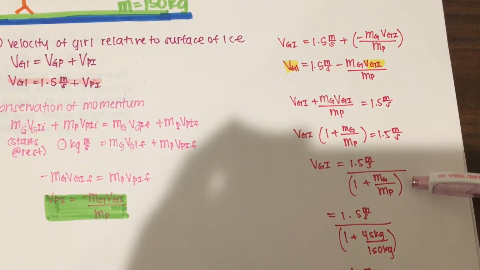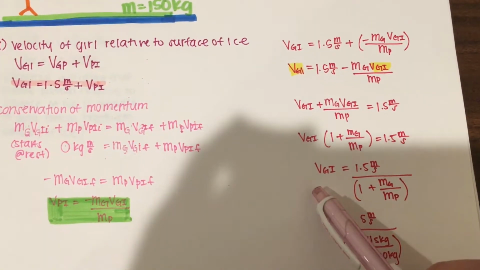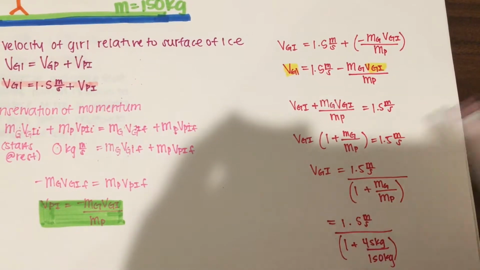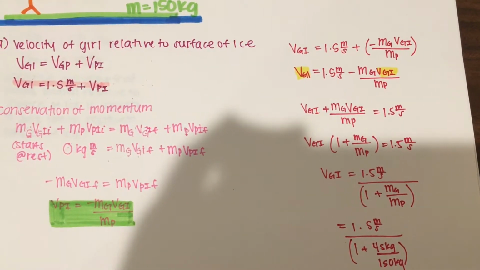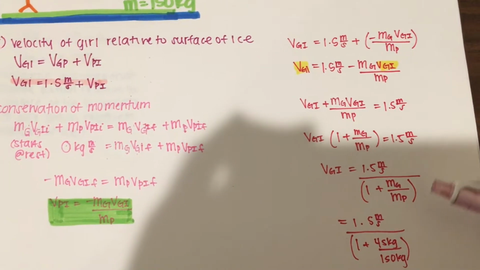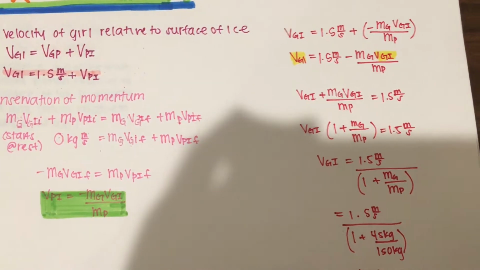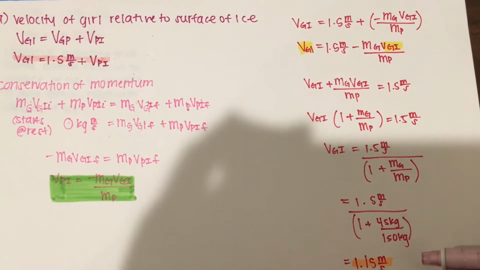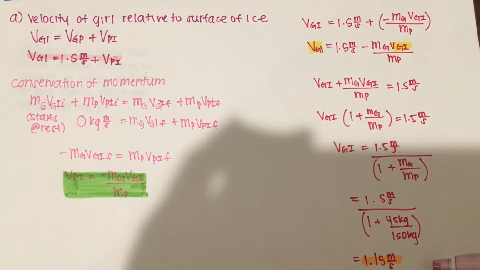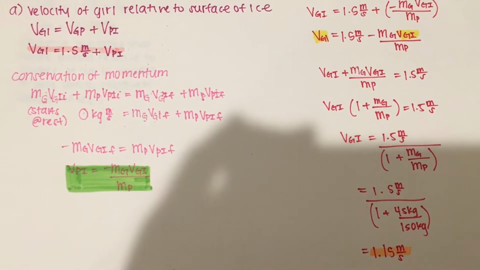And as you can see, after manipulating our equation, we found that the velocity of the girl relative to the ice is equal to 1.5 meters per second, which is the velocity of the girl to the plank, over 1 plus the mass of the girl over the mass of the plank. And after plugging in our values, we see that the velocity of the girl relative to the ice is 1.15 meters per second.